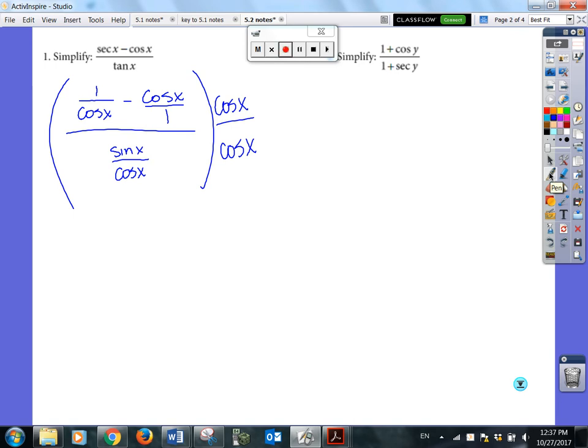This is not the only way to work this problem. There are lots of ways to work this problem, but only one answer at the end. So I have to distribute that to both terms. 1 over cosine times cosine is 1. Minus cosine times cosine is cosine squared x. Sine over cosine times cosine is sine, because the cosine on top cancels with the cosine on bottom.